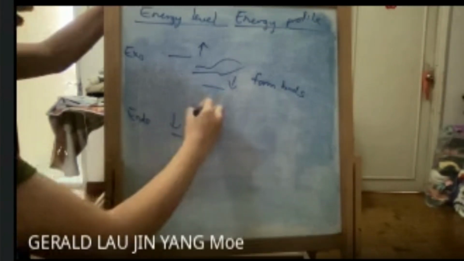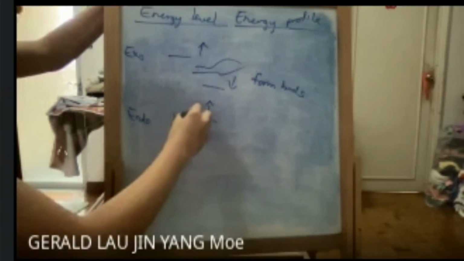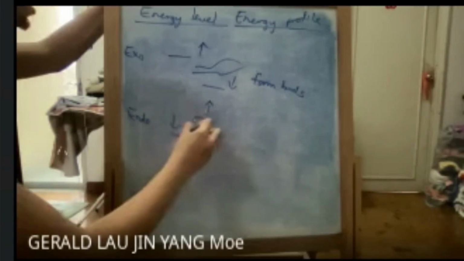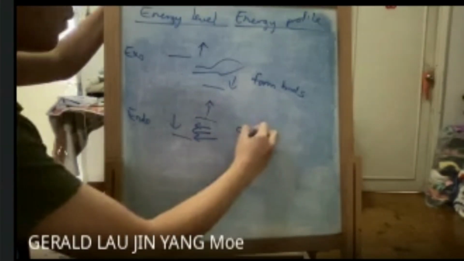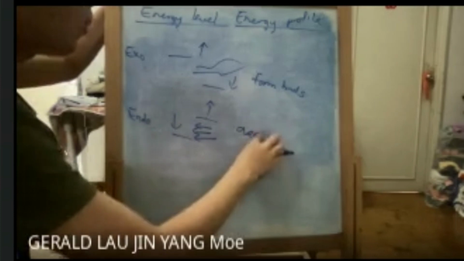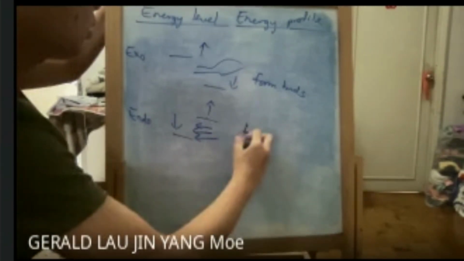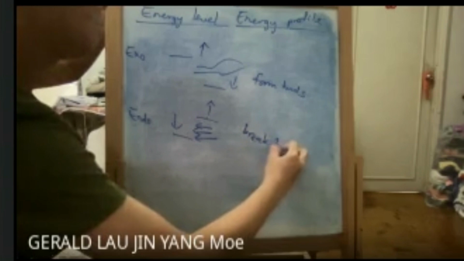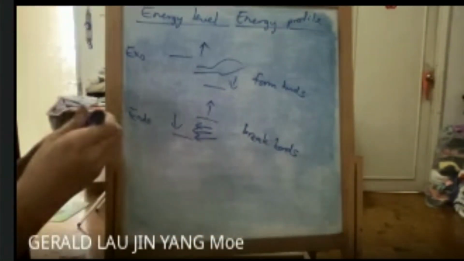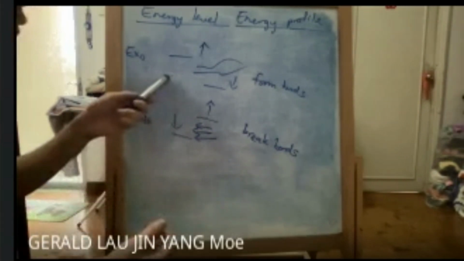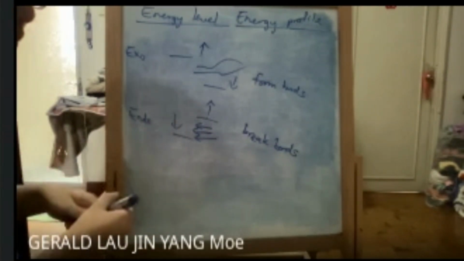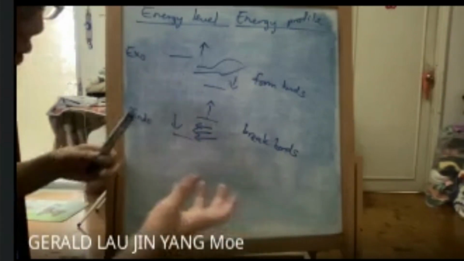Endo, reactant lebih rendah, produk lebih tinggi. Because you have to absorb the heat so that you gain more energy and then you overcome. Break the bond now, break the bond. Break bonds. Can you understand? Neutralization is exo, because in neutralization you form the bond, right? To form sodium chloride or any salt.